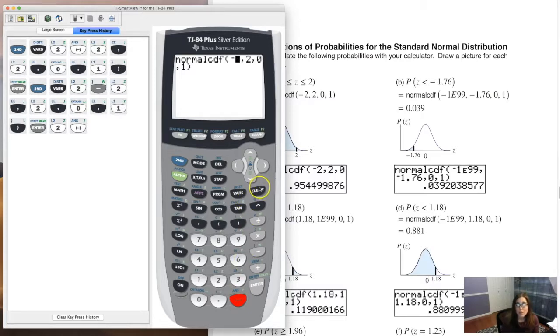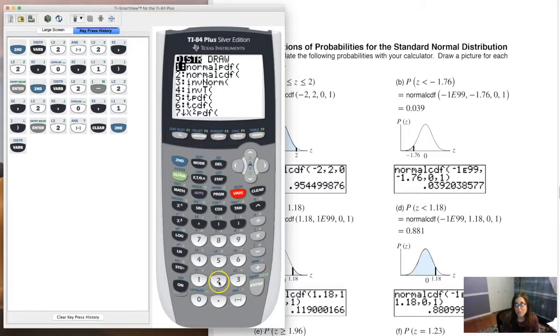Okay. And one other thing I want to mention, let me clear this out. If you're hitting normal CDF and then option 2, and you're not getting this screen, it means you probably still haven't changed your mode. We changed our mode a while ago, but it's always a good thing to remember.